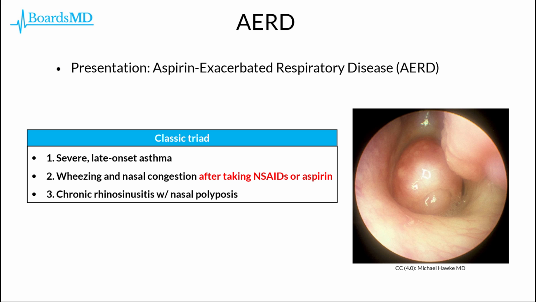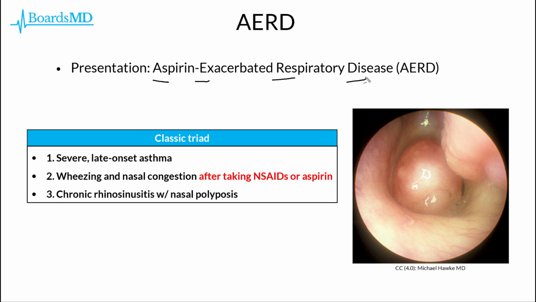Now that we have discussed how to classify asthma severity, how to manage chronic asthma with the use of stepwise therapy, and how to diagnose and manage acute asthma exacerbations, we will now finish our discussion here on asthma with a discussion of AERD, which is a mnemonic for aspirin exacerbated respiratory disease.